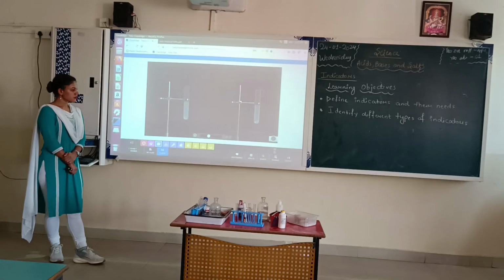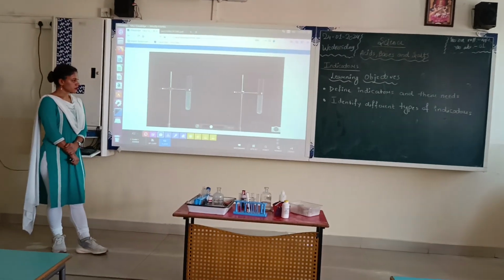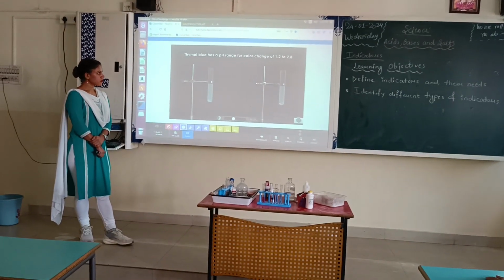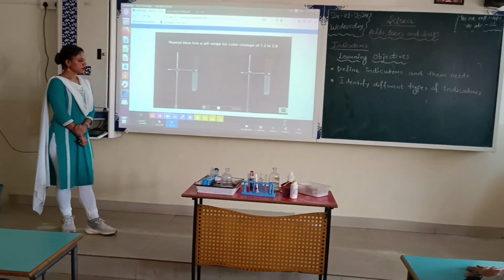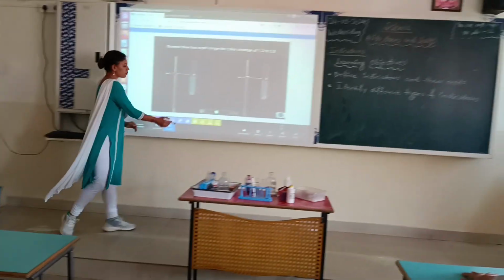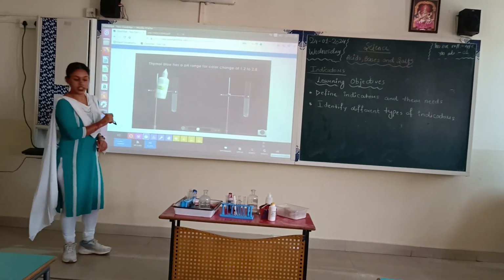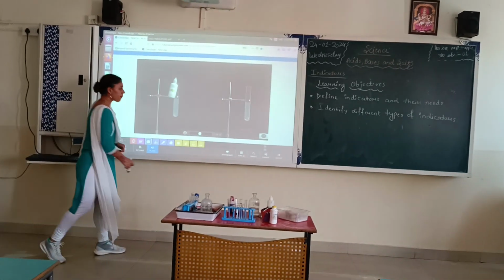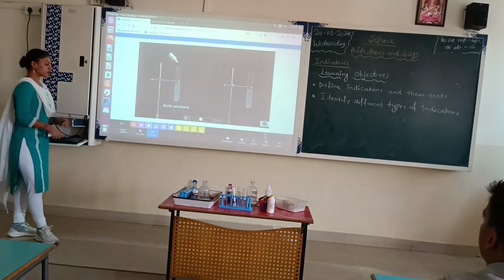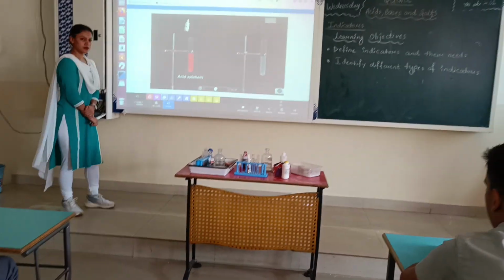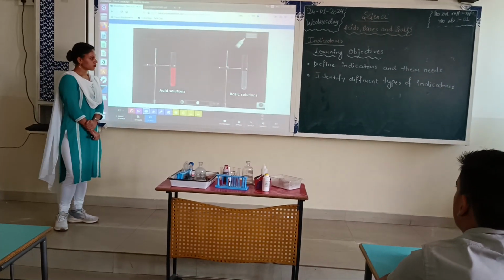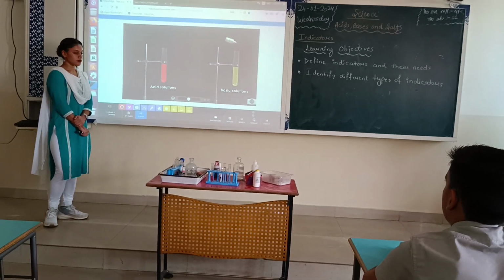Let's look at a few examples of these indicators. Thymol blue has a pH range for color change of 1.2 to 2.8. So that is a substance which we have not learned yet. That's why we are seeing a video here. In acid solutions, it will display the color red, and in basic solutions, the color yellow.